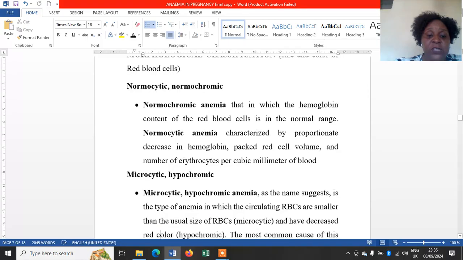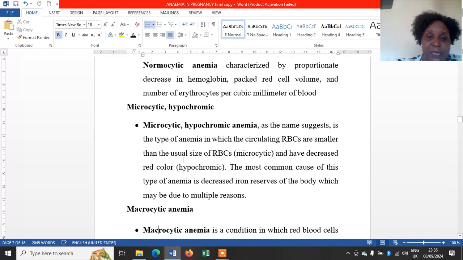So another morphological classification is microcytic hypochromic. As the name suggests, it is the type of anemia in which the circulating red blood cells are small in size, that is microcytic, and they have a decreased red color, that is hypochromic. The most common cause of this anemia is decreased iron reserves in the body, which may be due to multiple reasons.